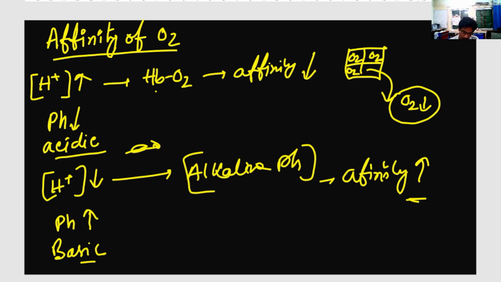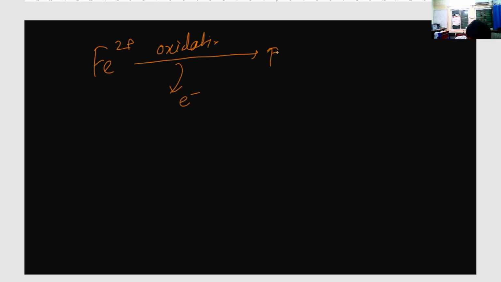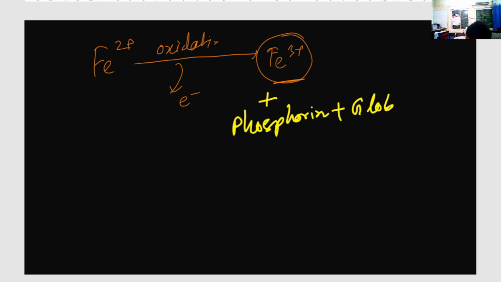Let's talk about the other factors, like nitrites and other oxidizing compounds. If oxidation occurs in Fe2 plus, the electron will be released and it becomes Fe3 plus, that is ferrous to ferric. And if Fe3 plus is there and it binds with the porphyrin and globin, it will form methemoglobin.